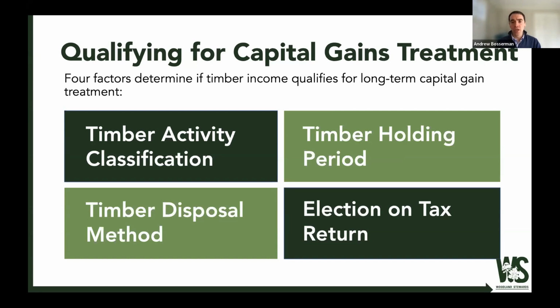And then also, you might have to make an election on your tax return to qualify for capital gain treatment. An election doesn't mean the treatment is automatic. An election means you actually have to do something on your tax return, sometimes attach a statement or check a box or something extra to tell the IRS, I want my income to be treated this way.